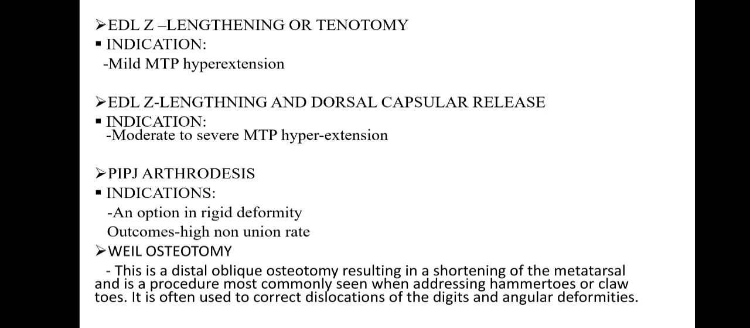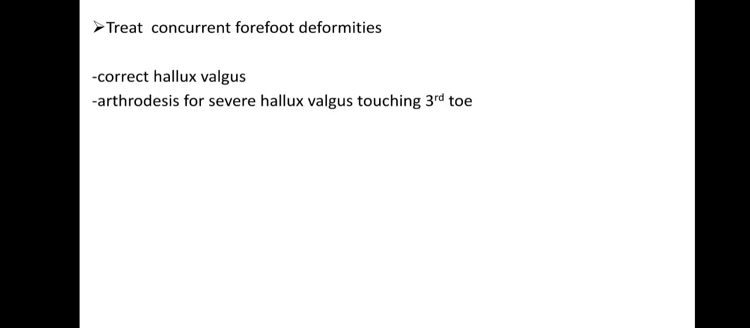Weil osteotomy. This is a distal oblique osteotomy resulting in a shortening of the metatarsal and is a procedure most commonly seen when addressing hammertoe or claw toe. It is often used to correct dislocation of the digit and angular deformities. Treat concurrent forefoot deformity. Correct hallux valgus. Arthrodesis for severe hallux valgus touching the third toe.